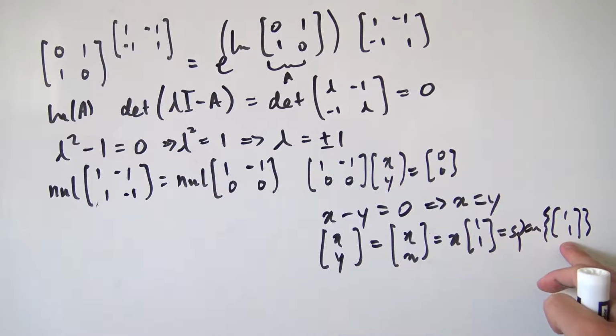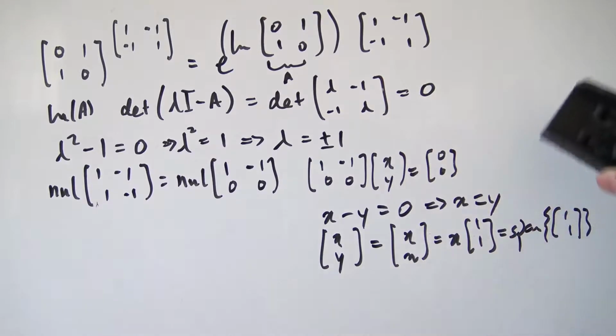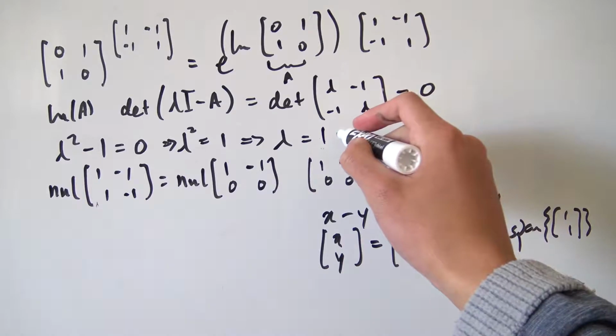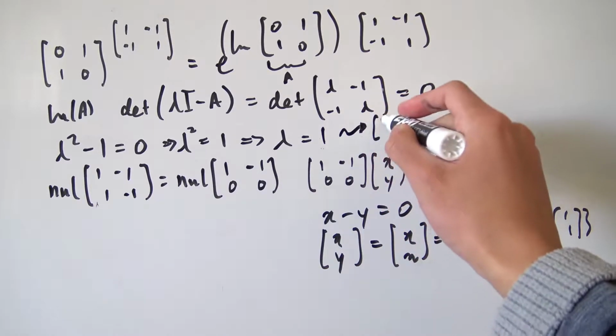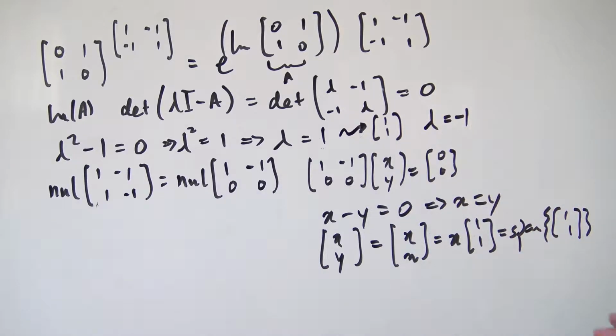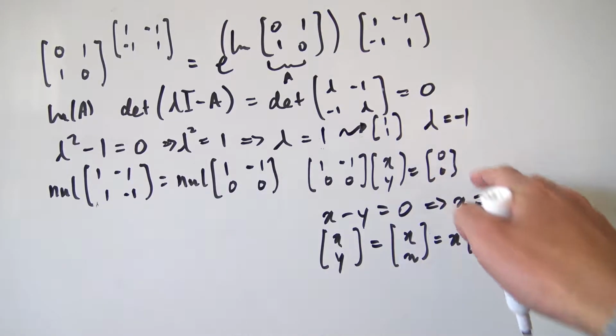So (1, 1) is an eigenvector that corresponds to the eigenvalue of positive 1. So let's put that down somewhere. For lambda equals 1, we have the vector (1, 1). And also we have lambda equals negative 1, which we need to calculate the eigenvector of now.